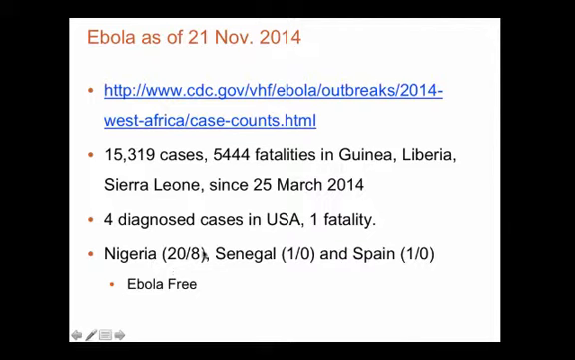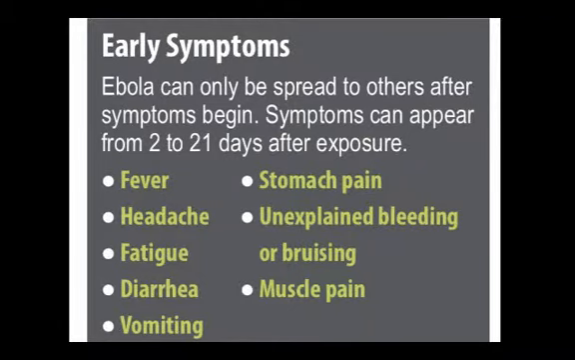Nigeria did really wonderful case tracing and kept the outbreak under control. There was 1 person who came into Nigeria. 20 people ended up coming down with the disease. 8 of them died, but no one else. Senegal, 1. That person survived. Same thing is true in Spain. So how do you know if you have Ebola?